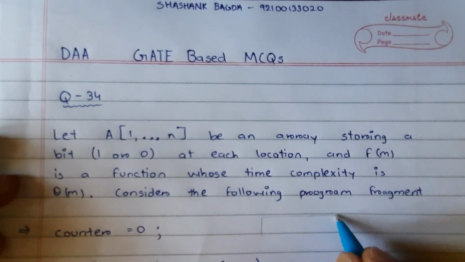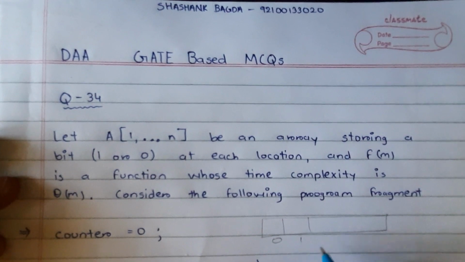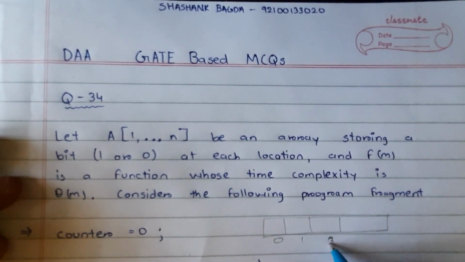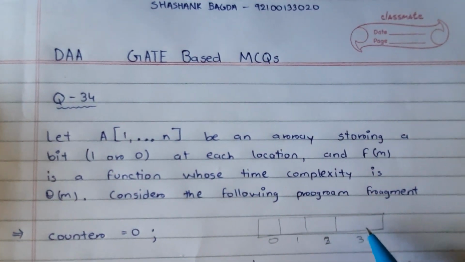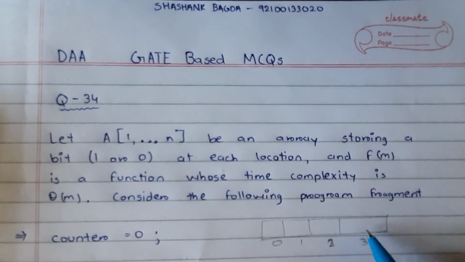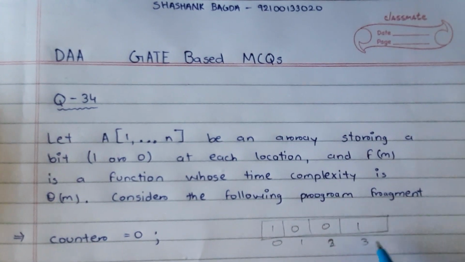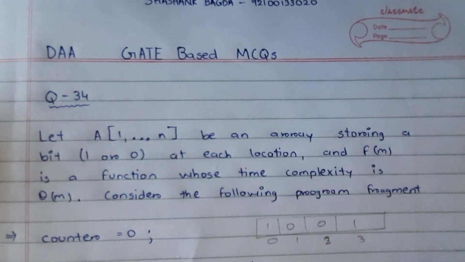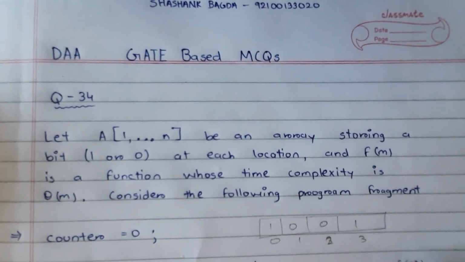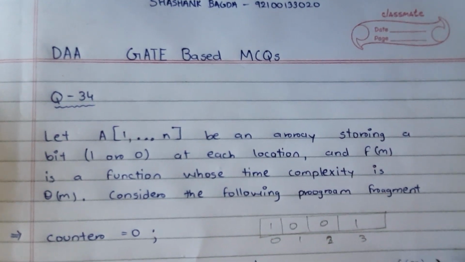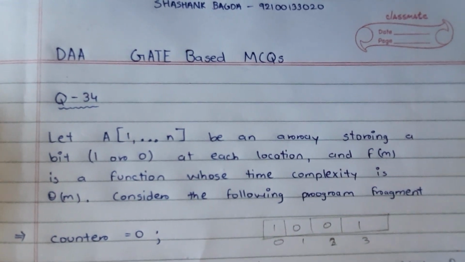Suppose we take one array of index 3. So there is 0, this is the first index, and this is the third index, second index and third index. So this is an array, and the question says that it is storing the bit either 1 or 0 at each location. Now there is one function f of m given in the code. We don't have the function, but the time complexity of that function is theta m.